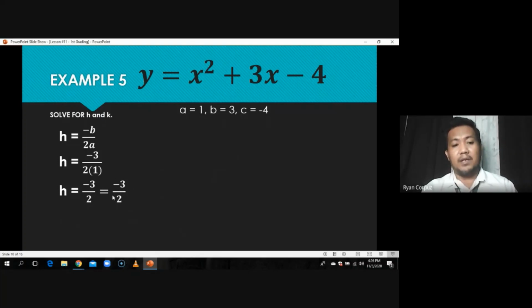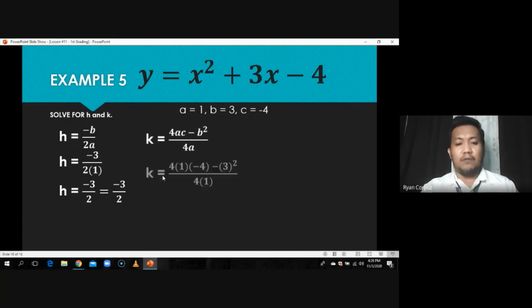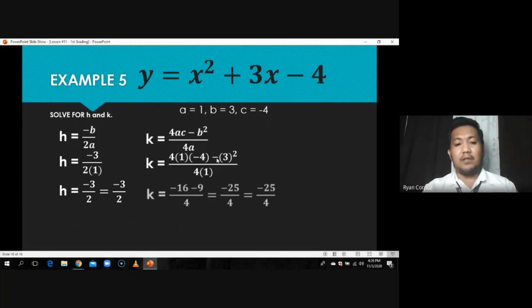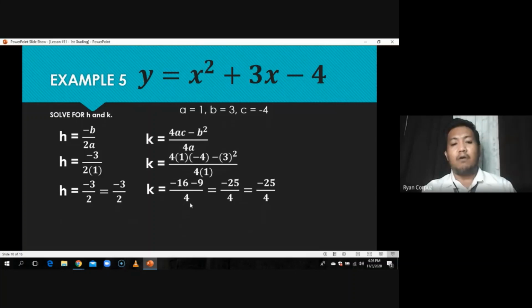So it will be negative 3 over 2. While for k, substituting the values, we have 4 times 1 times negative 4 minus 3 squared, all over 4 times 1. So 4 times 1 is 4, times negative 4 is negative 16, minus 3 squared is 9. So meron tayo negative 16 minus 9 all over 4. Then, negative 16 minus 9 is negative 25 over 4.